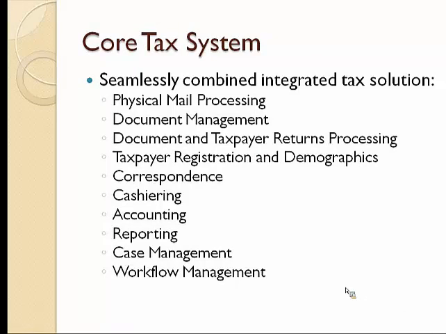Our RFP divides products and services requested into three functional areas that are described starting on page 12. Offerors can bid on one or more of these functional areas. The first functional area is the core tax system. This functional area is made up of components that seamlessly combine to form an integrated tax solution that includes physical mail processing, document management, document and taxpayer returns processing, taxpayer registration and demographics, correspondence, cashiering, accounting, reporting, case management, and workflow management.